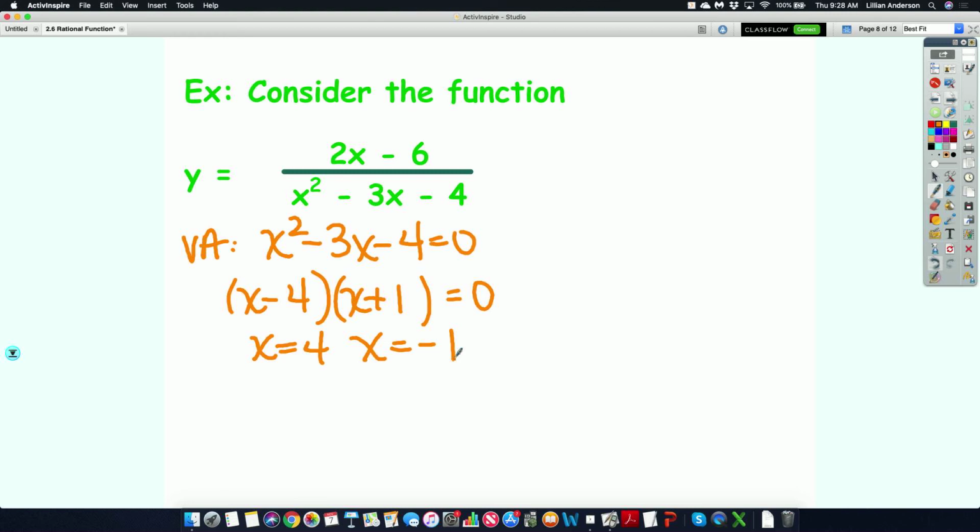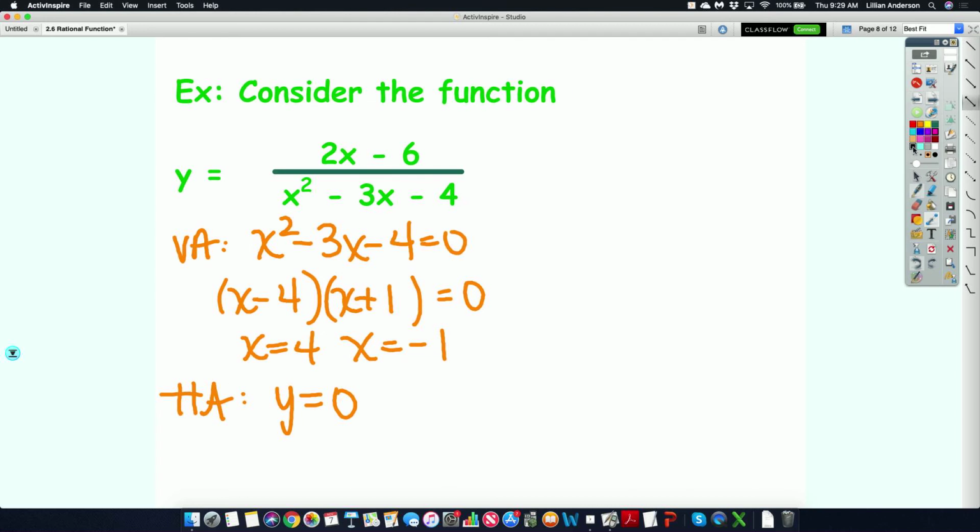Okay? What about my horizontal asymptote? Do I have a horizontal asymptote? Sorry, let me rephrase. This one is 0. Why is it 0? Because the bottom exponent is bigger than the top one. Very good. Okay? So now I have my vertical, horizontal asymptote. Let me kind of go ahead and start making a graph with all this information in it.